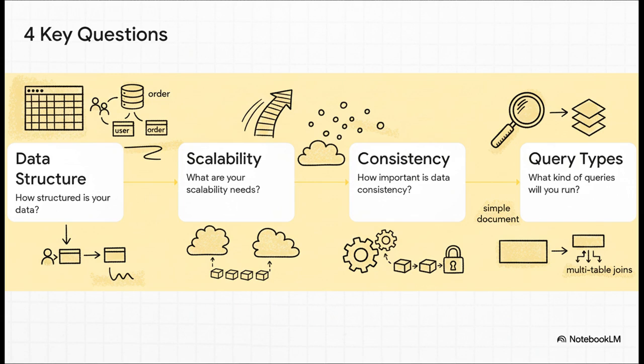And four, what kind of queries will you run? You need to perform complex joins across many different tables. SQL was literally born for this. But if you're mostly just fetching individual documents by their key, NoSQL is going to be faster and way simpler. See, your answers will point you directly to the right choice.